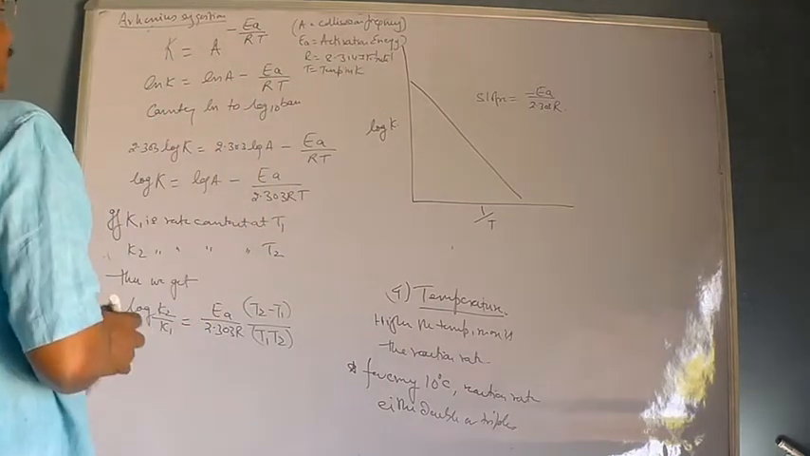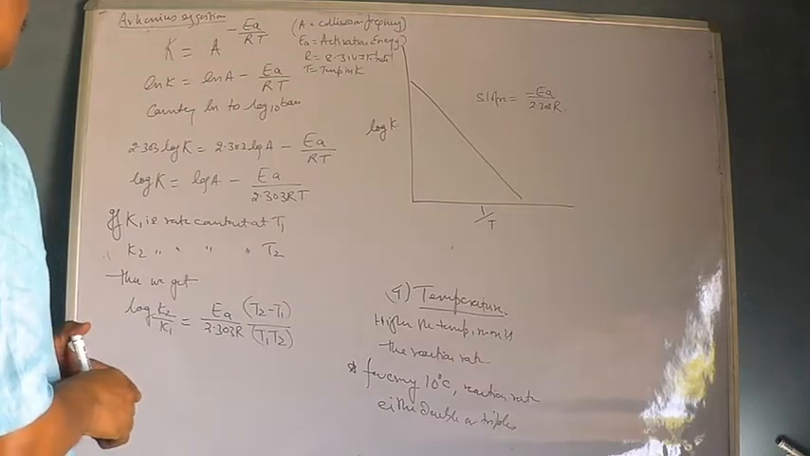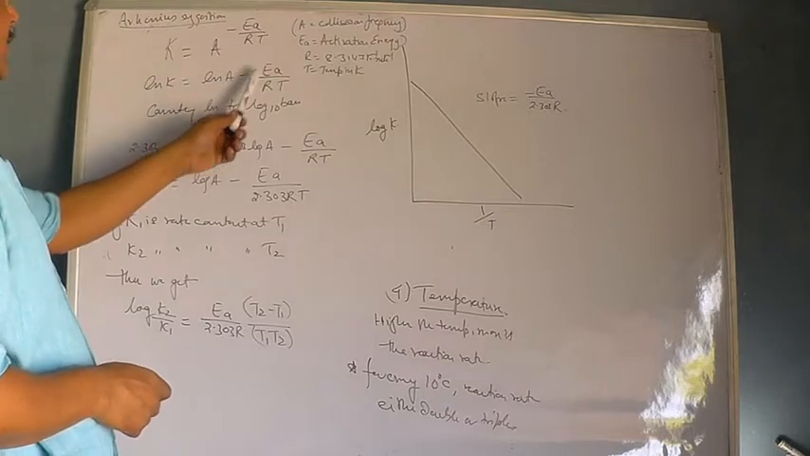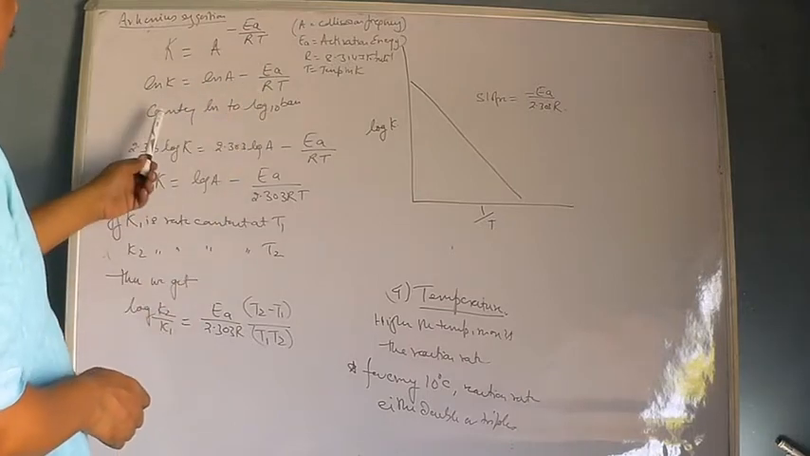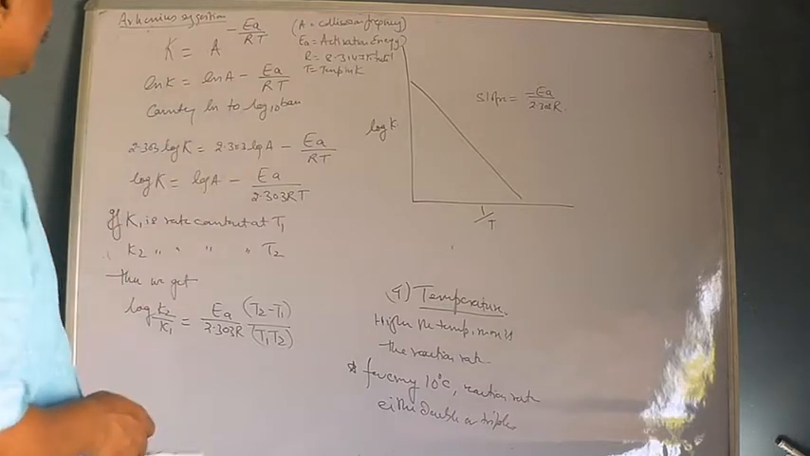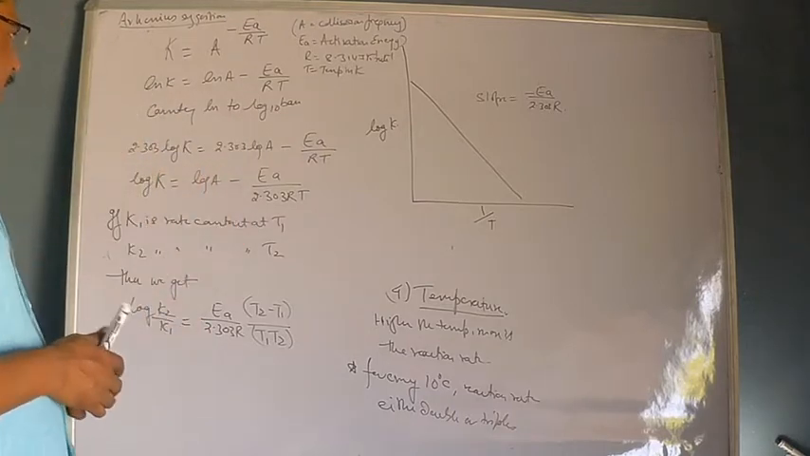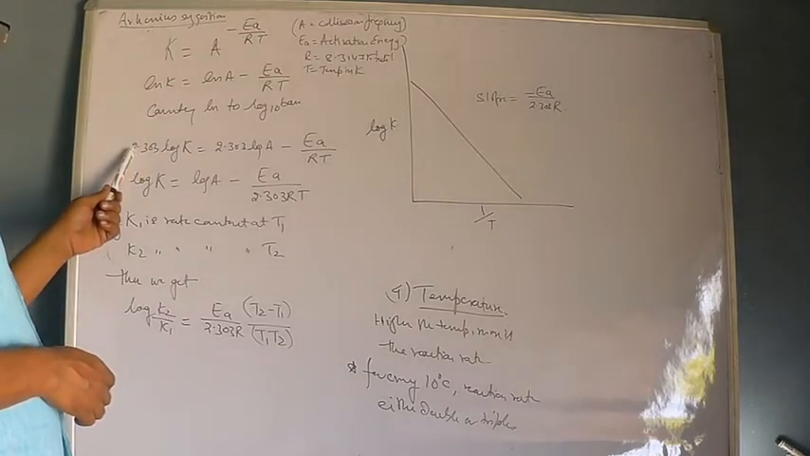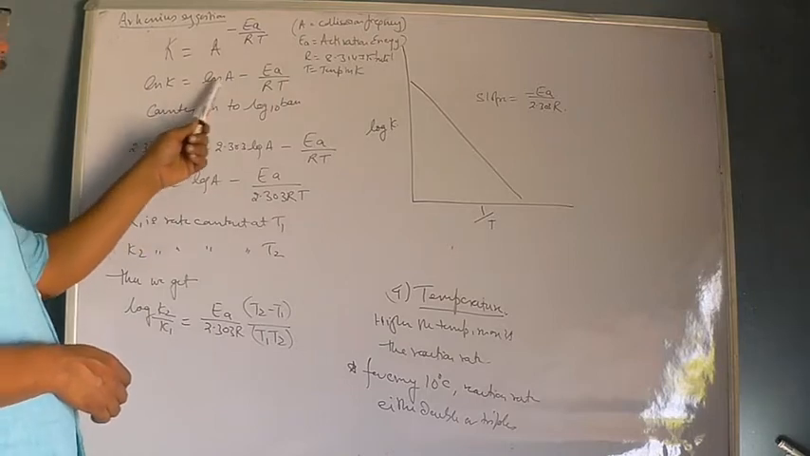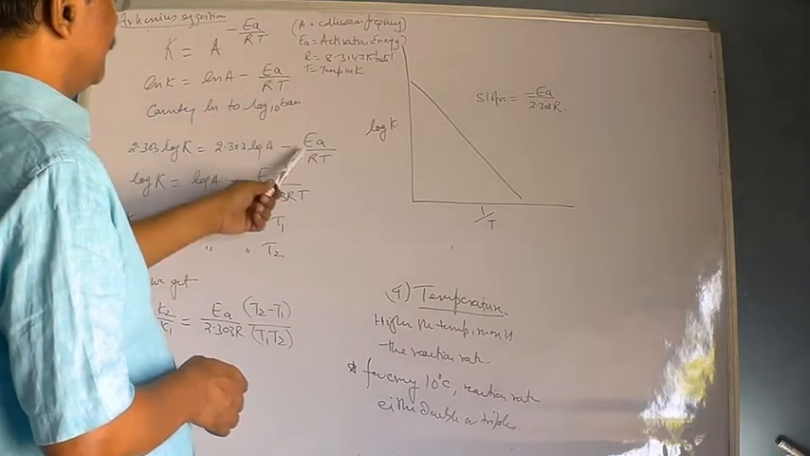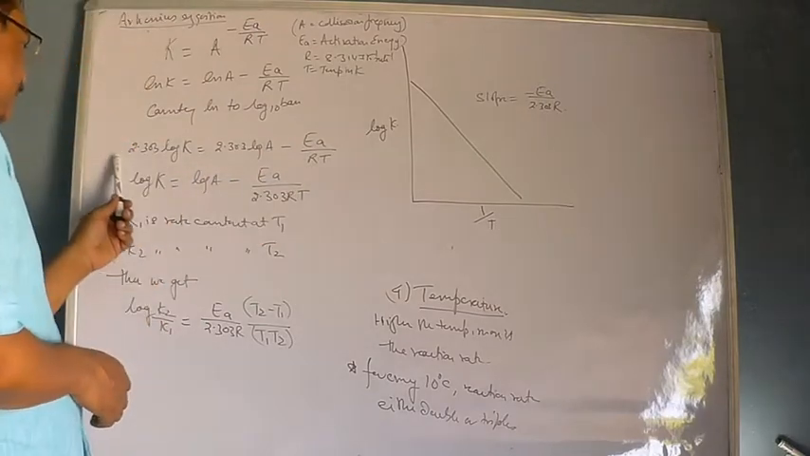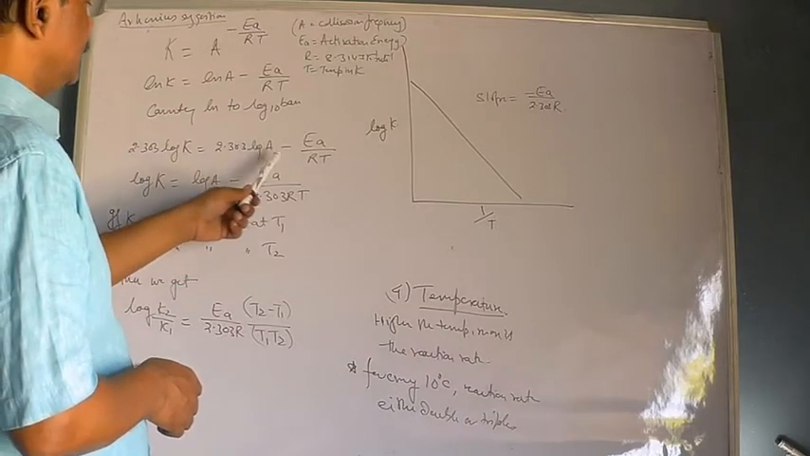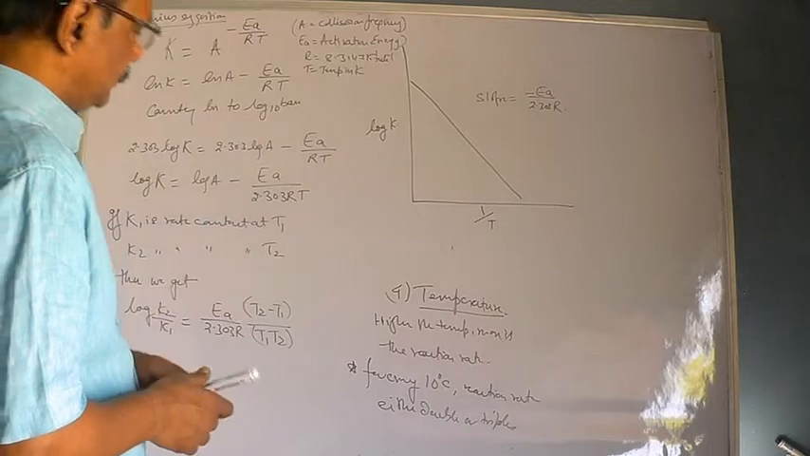So he gave K equals A e to the power minus Ea upon RT. Class, converting into natural log, in the next step I get ln K equals ln A minus Ea upon RT. Converting natural log to log base 10, you must know that whenever we convert natural log to log base 10, we multiply by 2.303. So here we get 2.303 log K equals 2.303 log A minus Ea upon RT. In the next step, I have taken 2.303 common, so log K equals log A minus Ea upon 2.303 R into T.